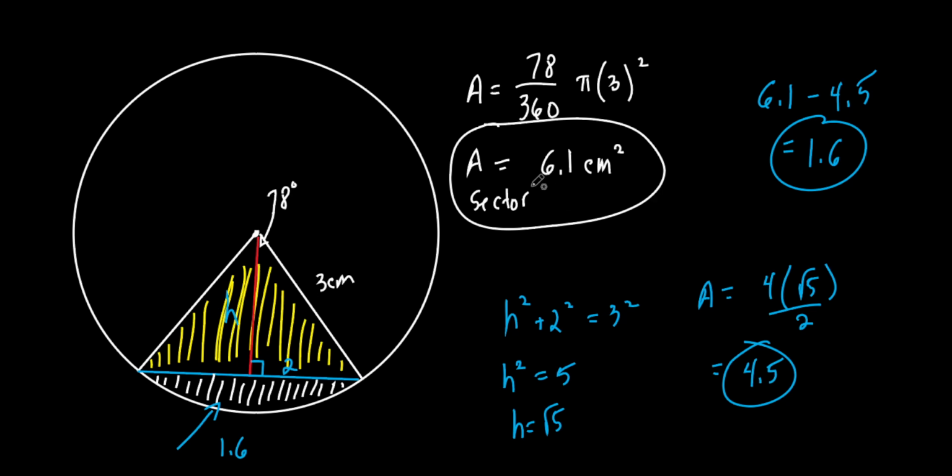Because we take the whole sector, right? The sector was 6.1. Take away the triangle, right? The triangle was 4.5, and you get what's left over. Okay, you see that? The whole sector was 6.1. Then we found the triangle, which was 4.5. So we take the triangle away from the sector. What's going to be left? That segment right there, which is going to be 1.6.